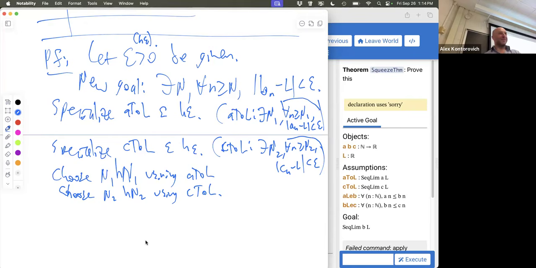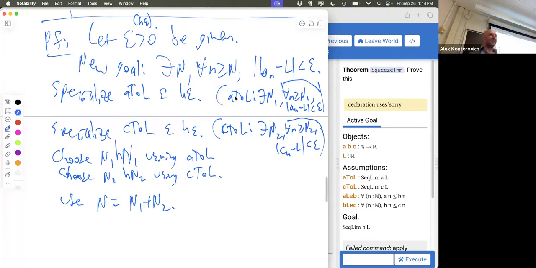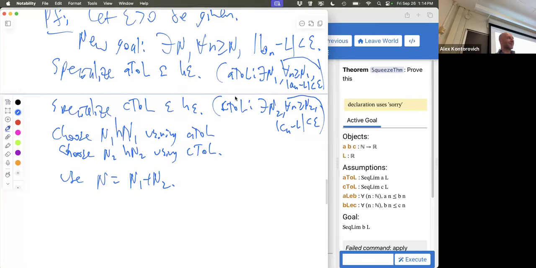Eeny, meeny, miny, mo. Daniel. Very good. What's the goal now? We're about to do the AbsLe. The goal is that there exists an n. Yeah, we would use the max or use n equals n1 plus n2. Okay, so now the goal says for all n greater than n1 plus n2, intro n and hn. Okay.